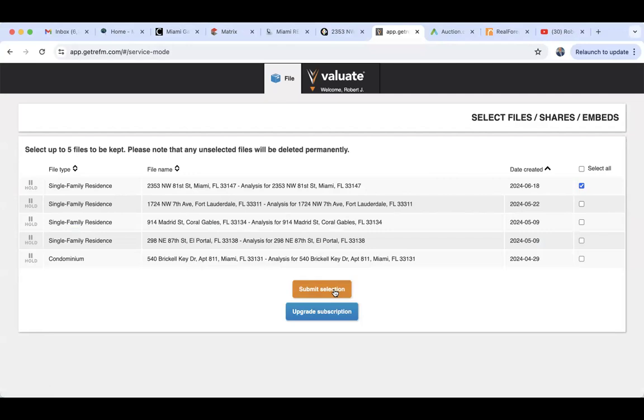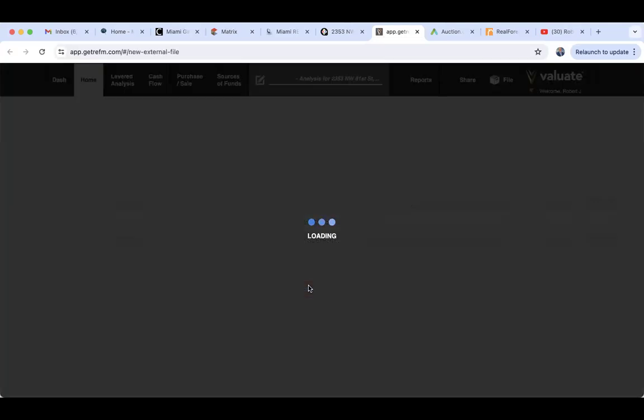This is a free service. However, it only allows you to save 5 properties in the system before it asks you to upgrade your storage. So I'm going to go ahead and just select the one property that we're going to study right now. We're going to click on submit selection, and now we can move on.